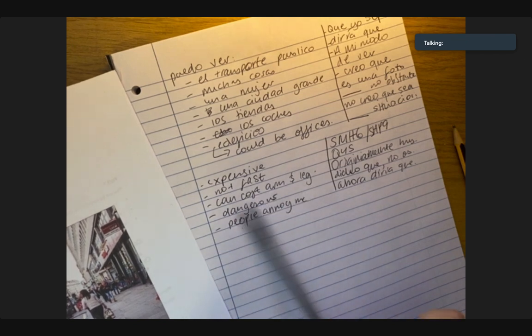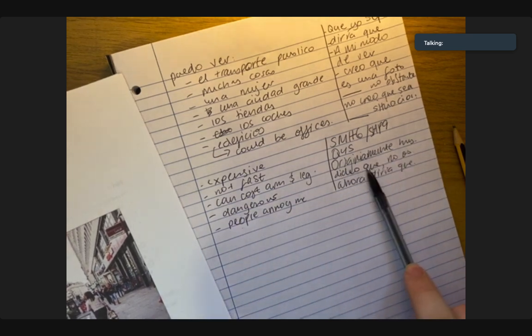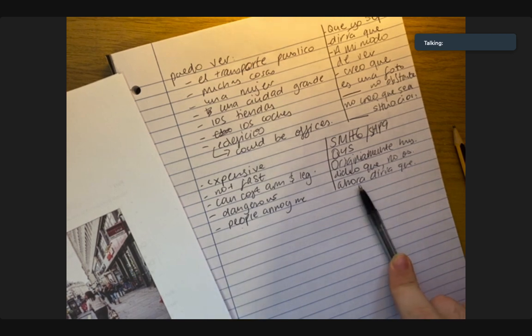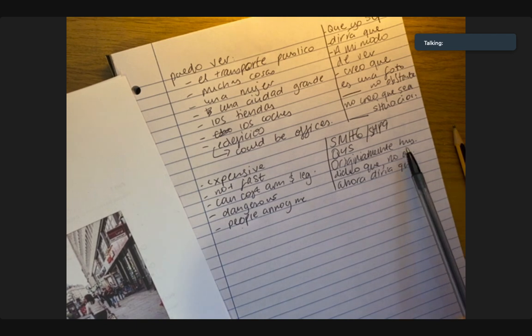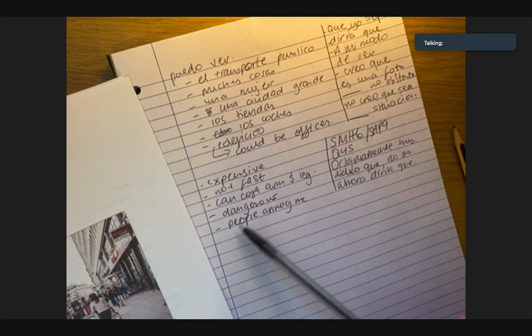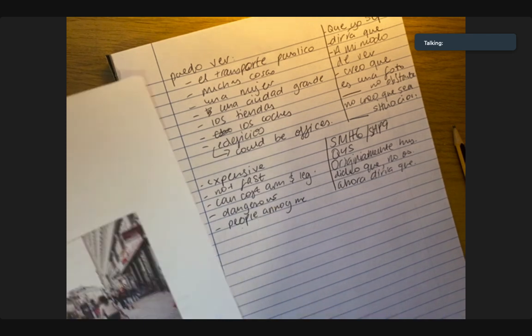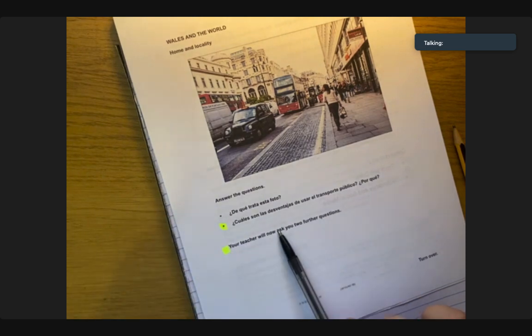And then let me finish it off with dangerous. I can say originalmente hubiera dicho que el transporte público es relajarse, es relaxing. I don't know why. No obstante, ahora diría que el transporte público podría ser peligroso. And that's done. Now, two more questions that I potentially have to answer.